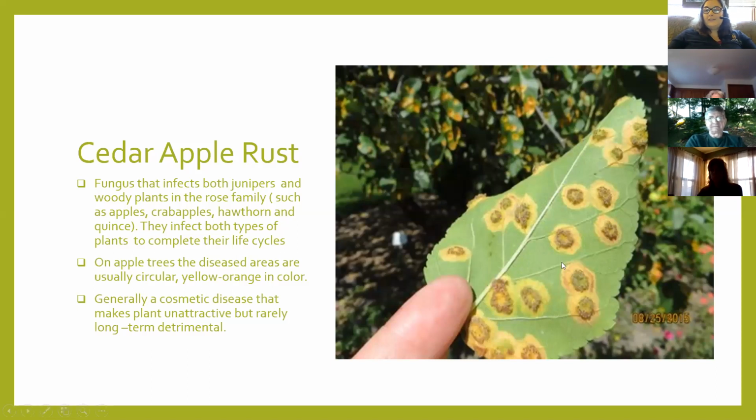And when this disease is on a juniper plant, it's actually going to look like this orangey gelatinous mound. It's very, very noticeable. But that's the other part of this type of fungus's life cycle. And this one is generally just cosmetic. It makes plants unattractive. Even though it could cause defoliation early, it's not going to be detrimental to the tree's health, and it only affects the leaves. You're not going to be seeing too much effect on the apples itself.